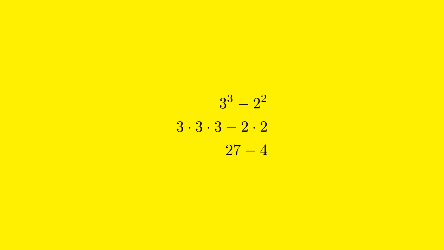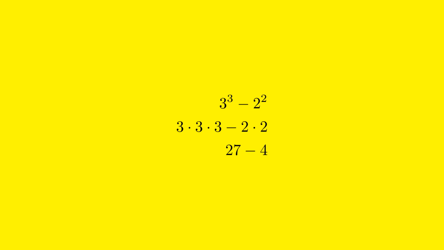To solve the problem, simplify the integer exponent problem 3 raised to the power of 3 minus 2 raised to the power of 2. We first need to evaluate each of the exponents separately before performing the subtraction. First, let's look at 3 raised to the power of 3. This means we need to multiply the number 3 by itself 3 times. So 3 times 3 times 3 equals 27.